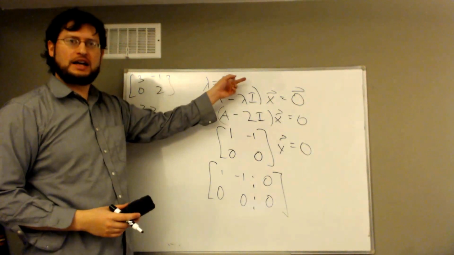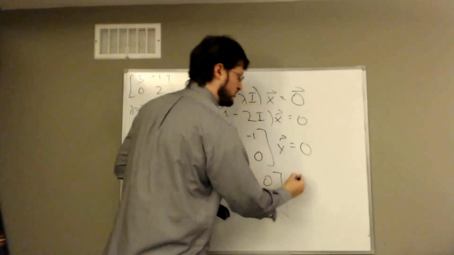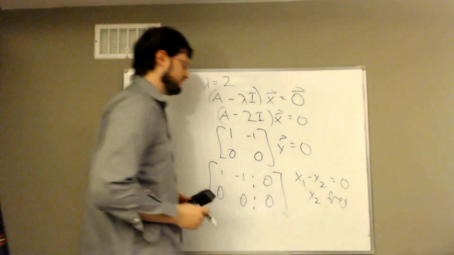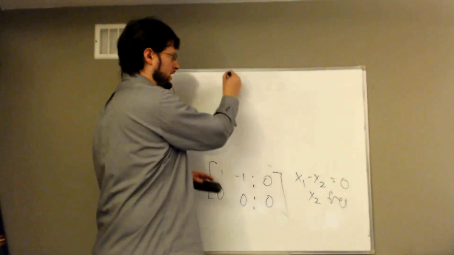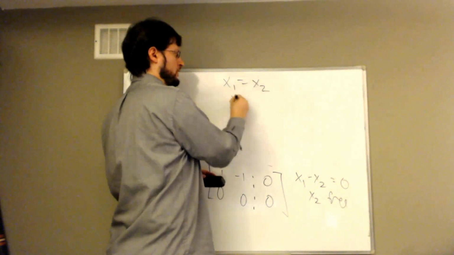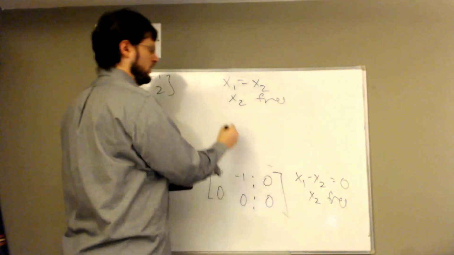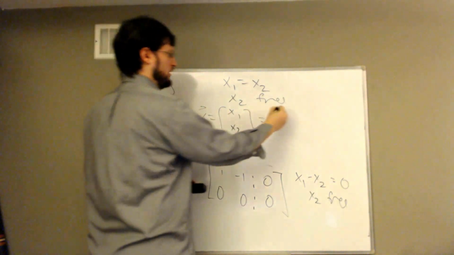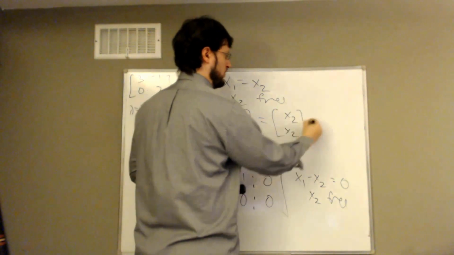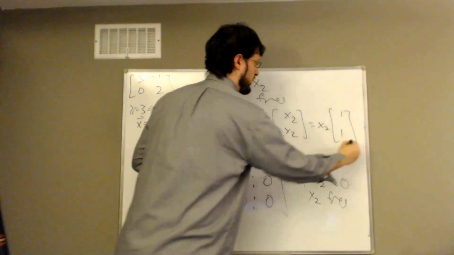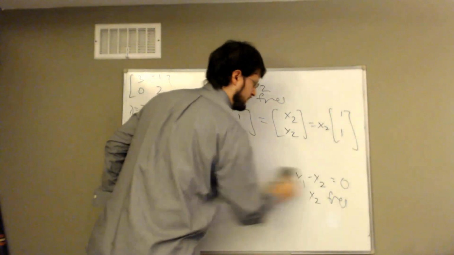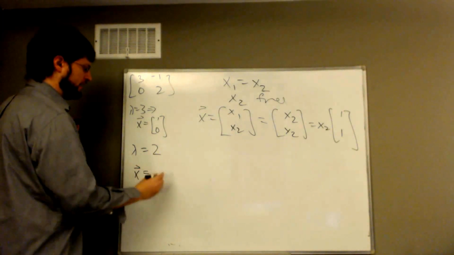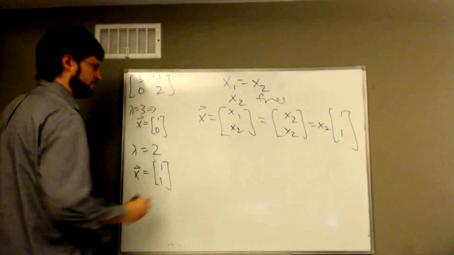So in fact 2 is an eigenvalue, and this corresponds to x1 minus x2 is 0, with x2 free. This becomes x1 is x2, x2 is free, which is (x1, x2) equals (x2, x2), which is x2 times (1, 1). So for lambda equal 2, we get the eigenvector (1, 1).